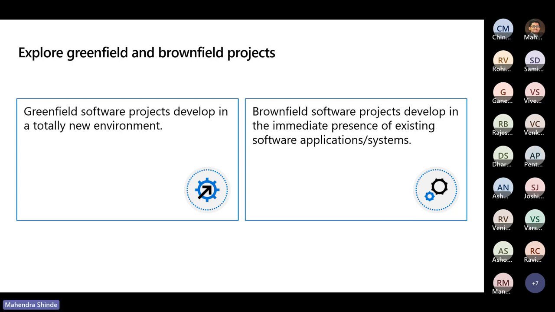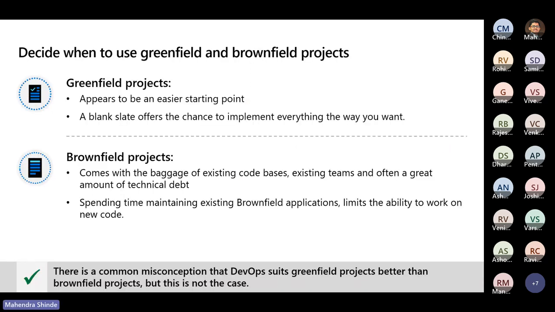In a greenfield project, on the other hand, you have to start afresh. It depends on the nature of the project. Sometimes a brownfield project can be easier than greenfield because some of the things already exist and you just have to continue using them. On the other hand, with greenfield, it's always the same. You have to start afresh. So these are the differences there.